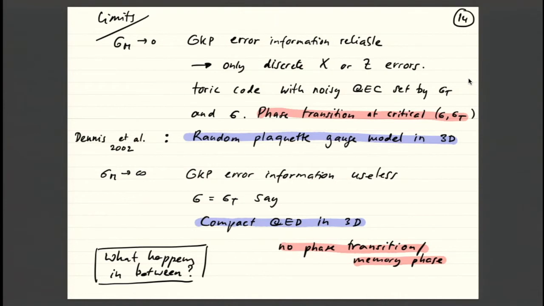And there's no phase transition in this model for some critical sigma. And this is in some sense a little bit in line also with these no-gos of continuous variable. If the shifts are continuous, it's unlikely that you'll have some memory phase. And the question is what happens in between.